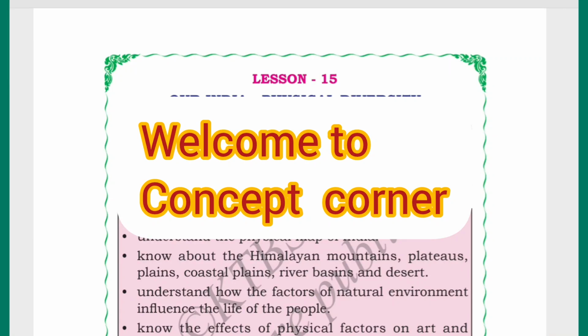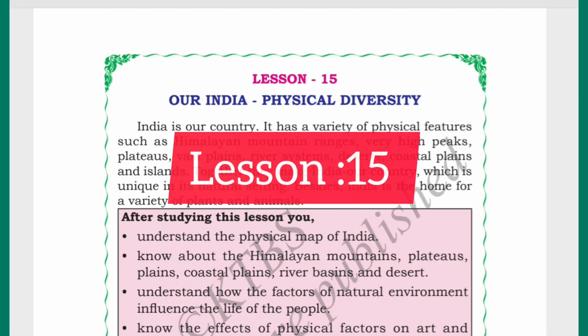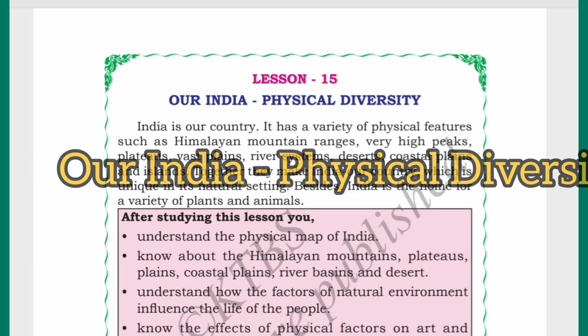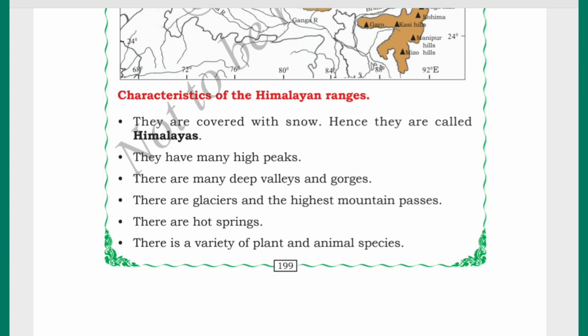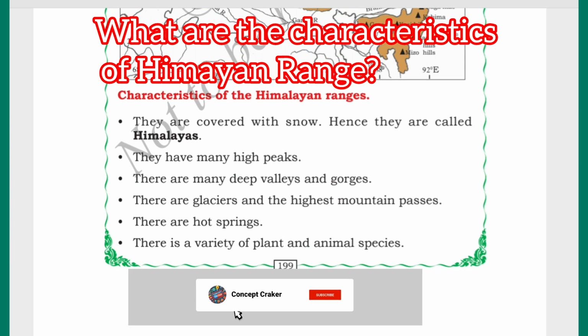Hello everyone, in this class let us discuss lesson number 15 of 5th standard EVS, Our India Physical Diversity. Here one question is, what are the characteristics of Himalayan range? Answer will be, they are covered with snow, hence they are called Himalayas. They have many high peaks.